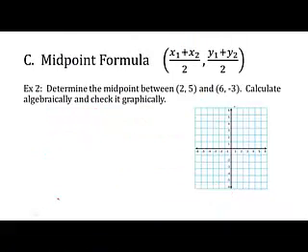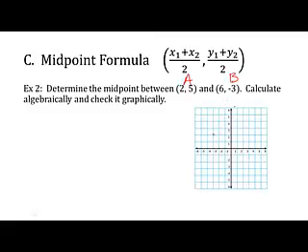Alright, midpoint formula. If you remember the midpoint formula from geometry, this is when you find the middle of a segment. Okay? You have two endpoints. We'll call them A and B. And you're going to find the middle of it. Okay? Your goal is to use this formula. Notice it's just the x-coordinates added together divided by 2, and the y-coordinates added together divided by 2. That's all you have to do.